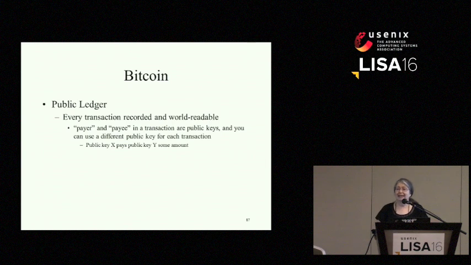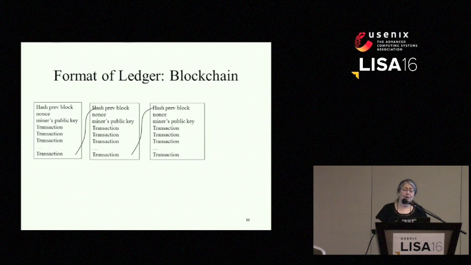So there's this public ledger where every transaction is recorded and world readable. The payer and payee in a transaction are public keys. You're allowed to change your public key basically for every transaction, which gives you maybe a bit of privacy. So public key X pays public key Y some amount. The format of the ledger is a chain of blocks, where a block has the hash of the previous block, the miner's public key, because if you're the one that gets that block, you want to get the Bitcoin, a bunch of transactions, and a nonce, which is a random number, and I'll explain what you need that for.